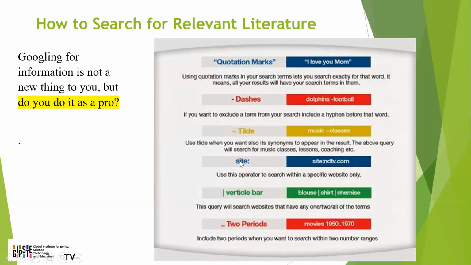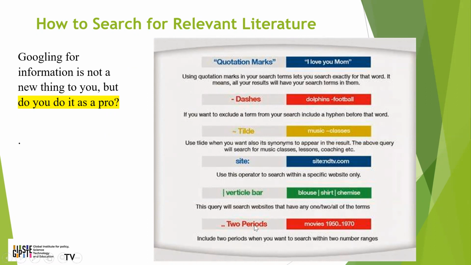You can also utilize the site operator. Use this operator to search within a specific website only. You can also use the vertical bar, which can be used to search for websites that have any one or two or all of the terms that you are looking for. For example, browse, shared, chemist. So the websites that contain browse, shared, chemist will pop up for you to look into, to find out what you want to look for.